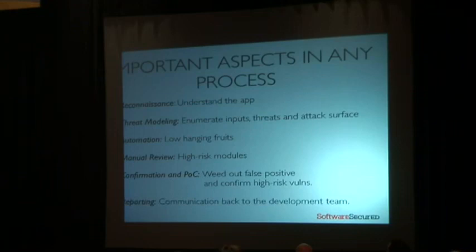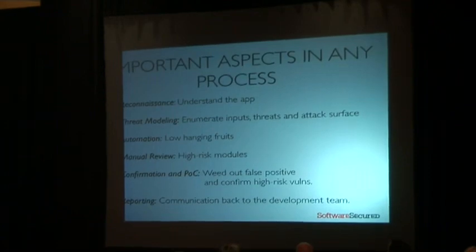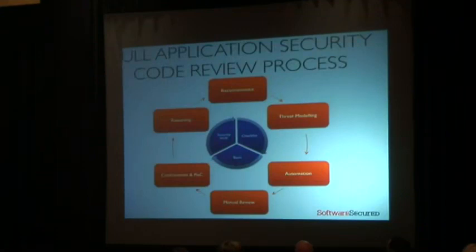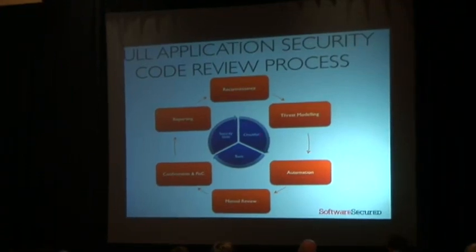And then finally, communicating back those results to the developers so that they can easily fix those vulnerabilities and go back to their regular deadlines. So this is what a full application security code review looks like. At the center of that lies security skills, tools mainly used in automation, and a bunch of checklists just to make sure that you covered all your grounds.